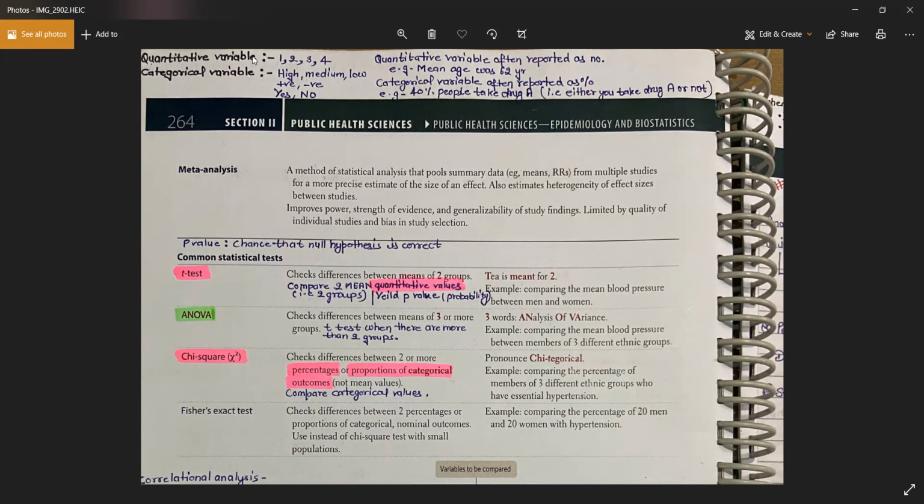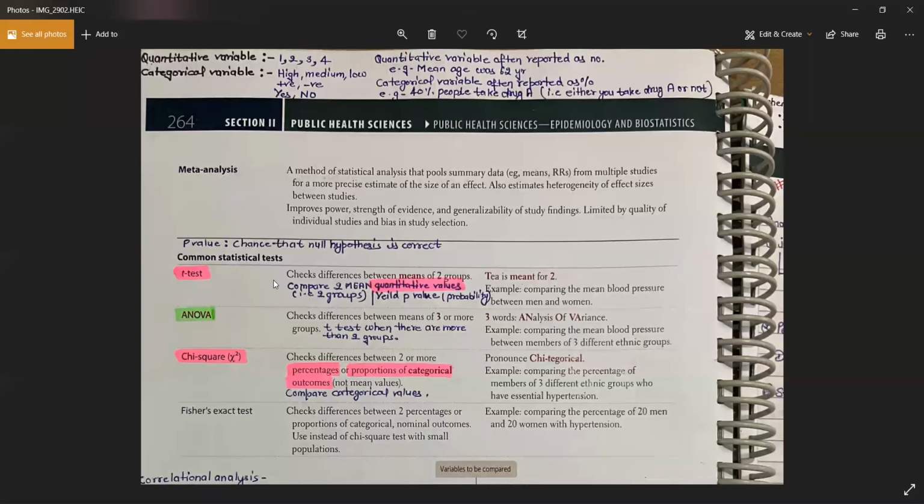For example, if I say 40% of the people take drug A, then I'm not quantifying how many people are taking drug A. It could be 1,000 or 40%, it could be 2,000 or 40%. So when I say 40 individuals are taking drug A, it is a quantitative variable. When I say 40% of the individuals are taking drug A, it is a qualitative or categorical value. Do you understand the difference between quantitative and qualitative or categorical variables?